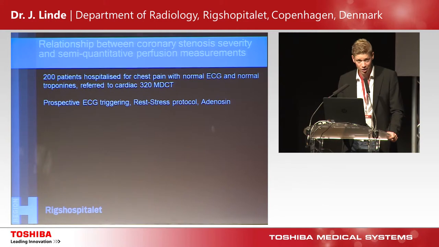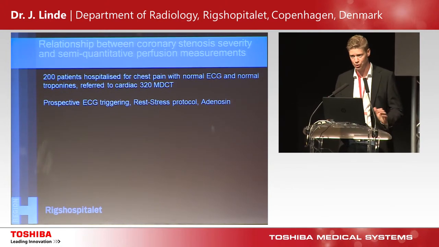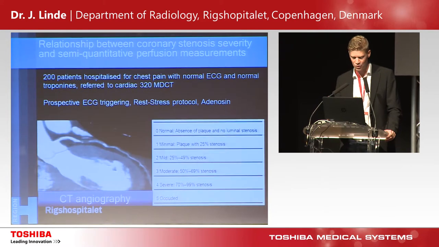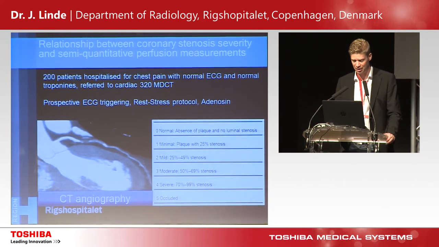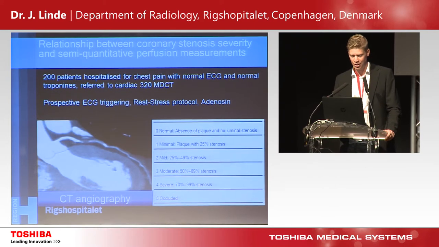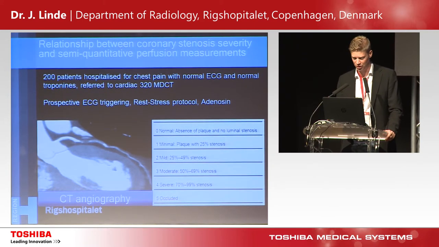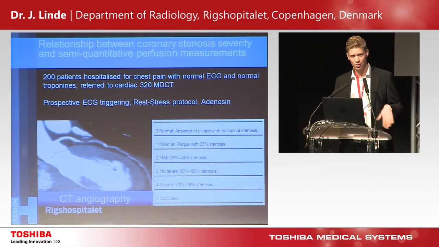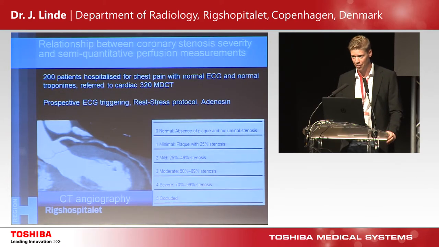So we did a study in 200 patients that were hospitalized for chest pain with normal ECG and normal troponins, and they were referred for outpatient clinic cardiac CT. And again, we used prospective ECG triggering and a rest first, then stress protocol with adenosine. The CT angiography was analyzed according to established guidelines, and each coronary vessel was scored according to these gradings. And then for the further analysis, each patient was represented by the coronary vessel with the most severe coronary stenosis, and then compared to the corresponding myocardial territory.